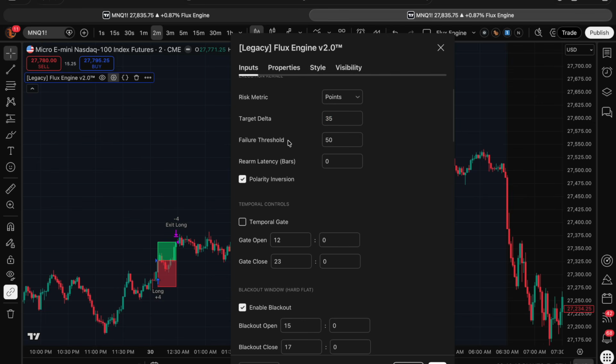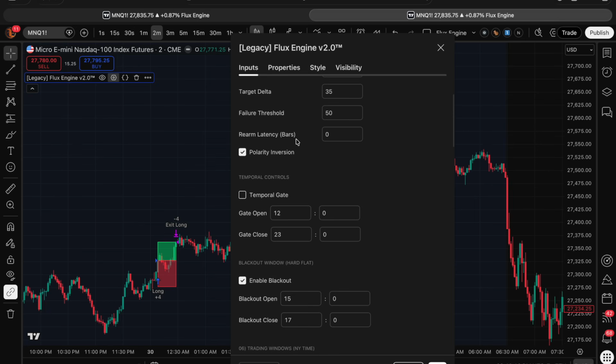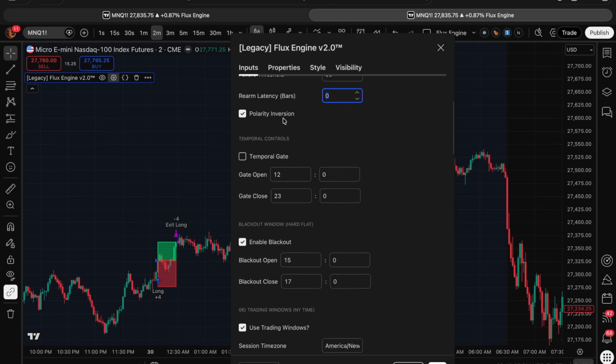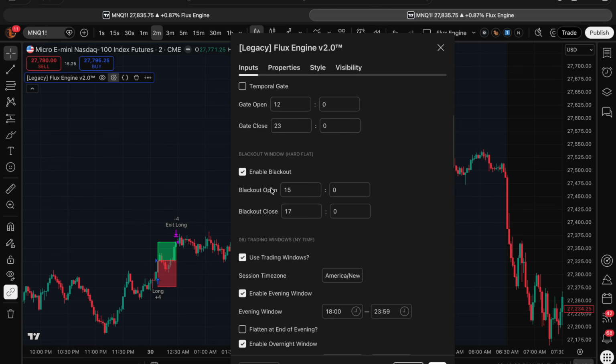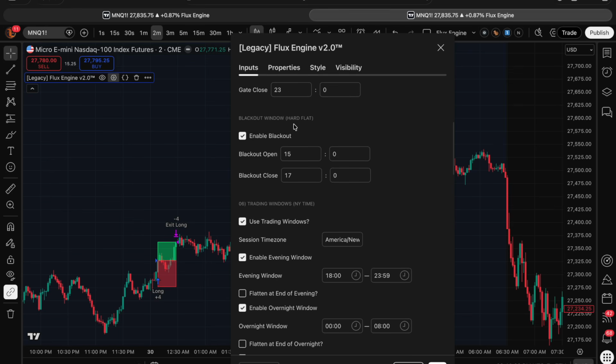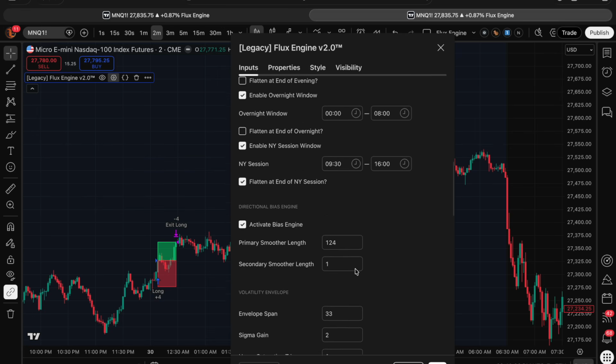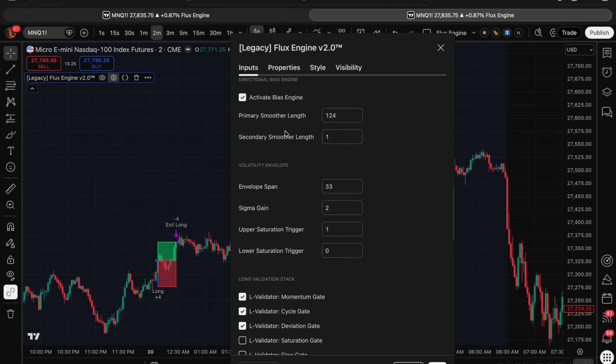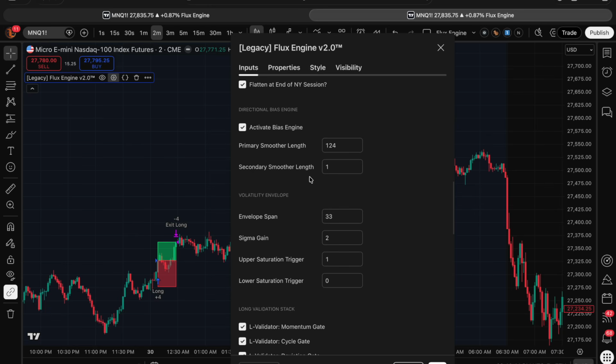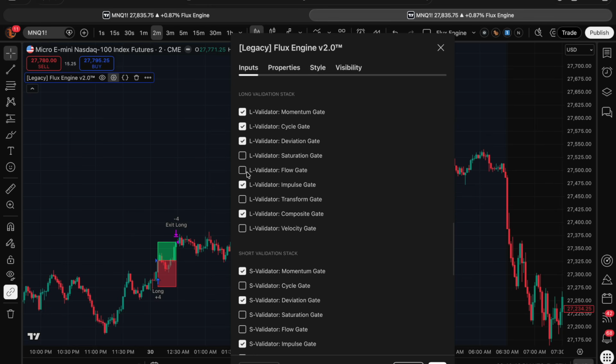Failure threshold is just another name for stop loss. I keep this as 50 points. And then this is just a cooldown period. I may change this to minutes rather than bars. And then this is just the inversion method. So if it gives you a buy signal, it just flips to a sell signal. This is just the no trade zone. This occurs at the end of the trading session. And then of course we get the trading session right there. This is just an EMA filter line. And these are the long confluences.